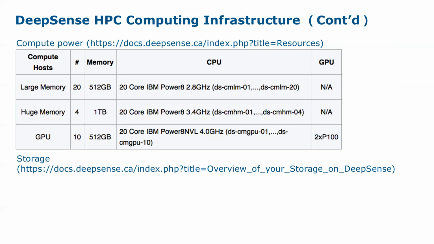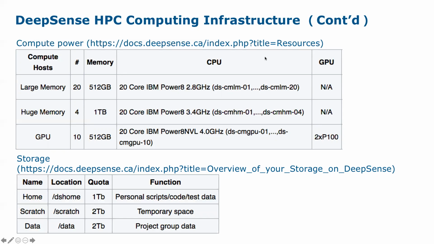For storage, you can also look at our public wiki to get more details and policies and how to use them, the best practices of storage, etc. So here we only give a brief introduction of the storage. For each user on our system, the user would have three directories. One is the home directory. The home directory is 1 terabyte. And the home directory is good for your personal scripts, your code, and your test data.